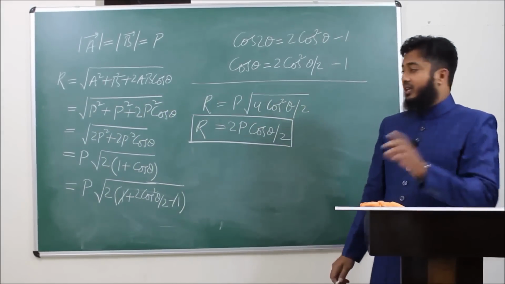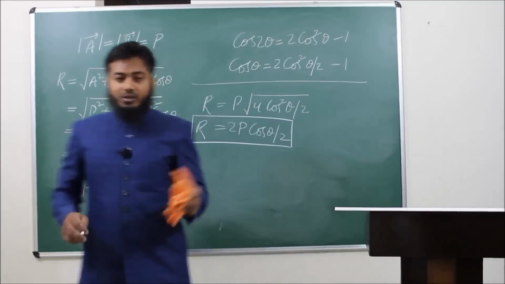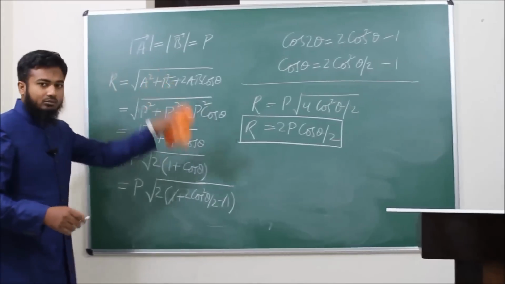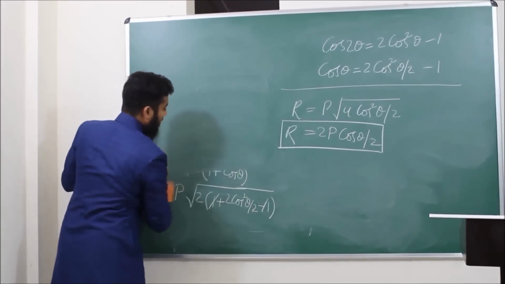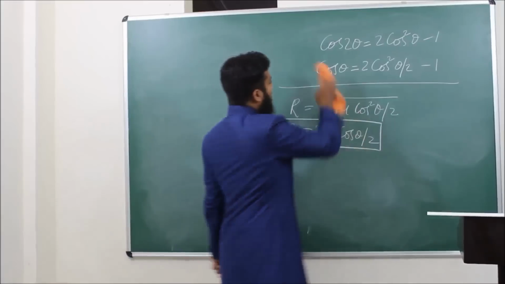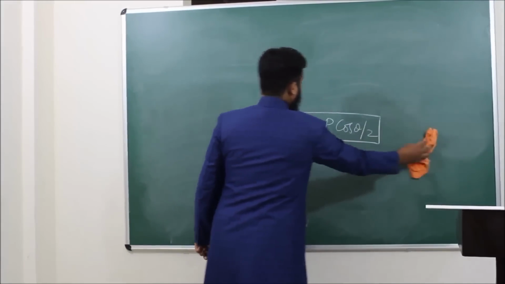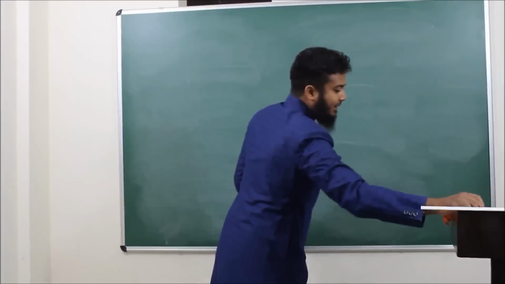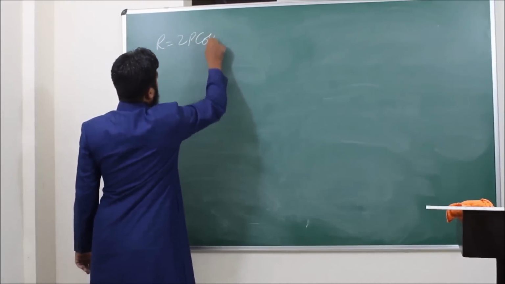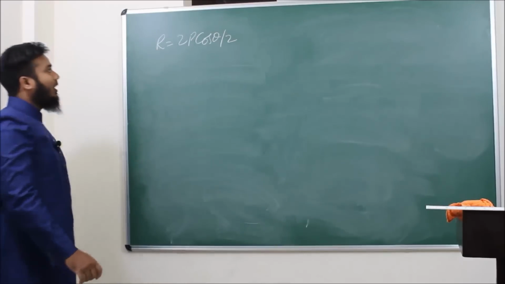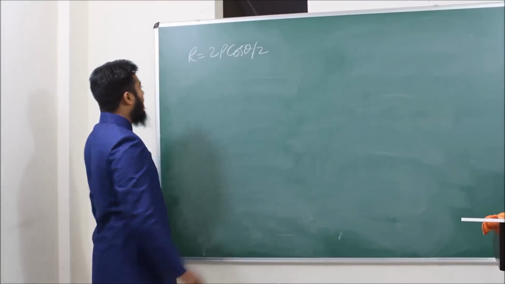Now we can discuss some cases here also, and they will be used as shortcuts when we will be doing questions. So you can note it down. Let's write it here again. R is equal to 2p cos theta by 2. So this is the resultant of two vectors having equal magnitudes.